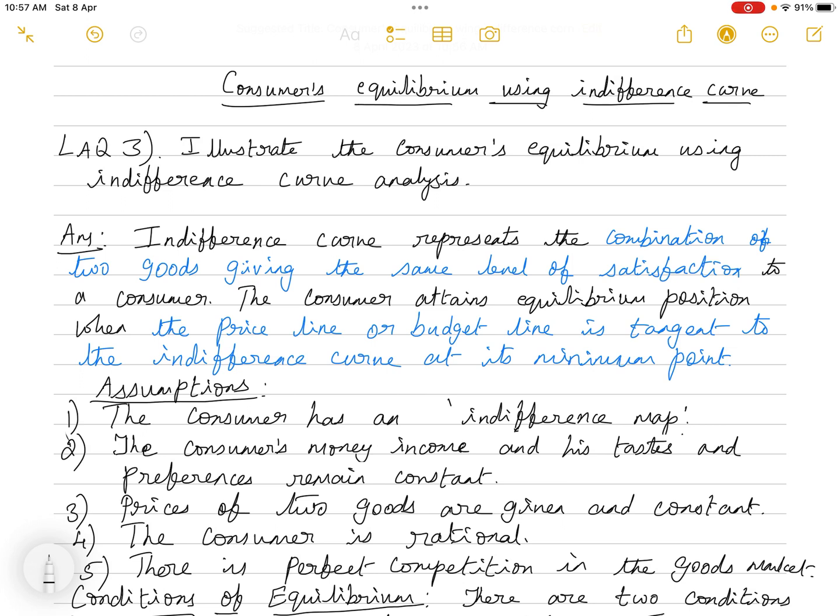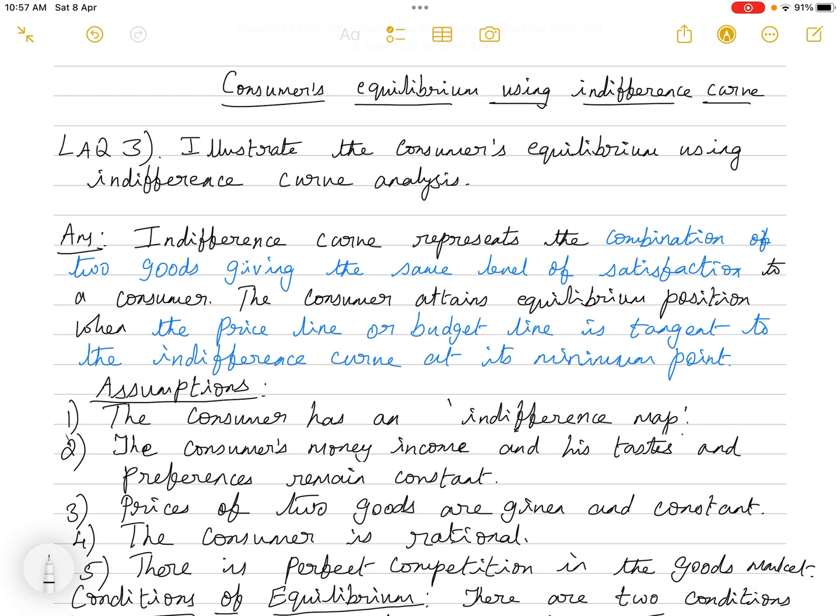So the question is, illustrate the consumer's equilibrium using indifference curve analysis. So what is the answer? An indifference curve represents the combination of two goods giving the same level of satisfaction. That's why I have explained that all the points on the indifference curve give the same level of satisfaction. Each point represents different units of commodity X and commodity Y. So that is the combination of two goods giving the same level of satisfaction to the consumer.